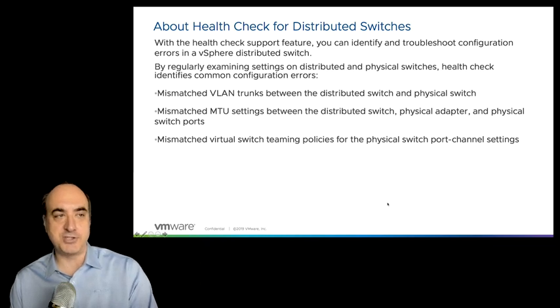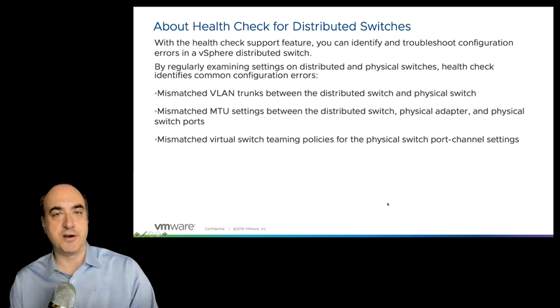The point of Health Check is that it regularly examines the settings on the distributed switch and the physical switch ports and compares the settings. And if it finds a mismatch, it'll alert you which host and which uplink there's a mismatch. Basically finding the error message or the error condition very, very quickly.